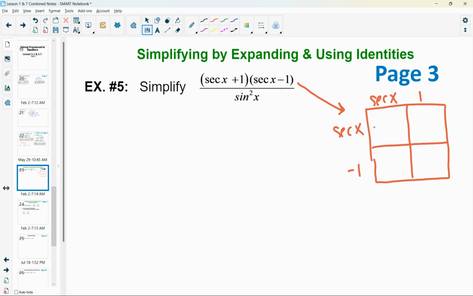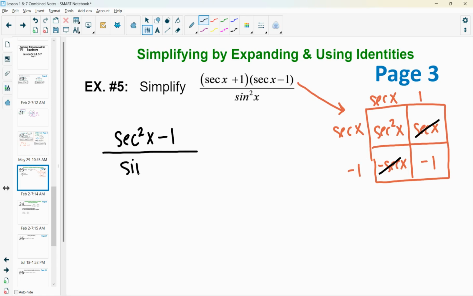So secant times secant is going to give us secant squared of x. Secant times 1 is going to give us secant x. Secant times -1 is going to give us negative secant x. And -1 times 1 is going to give us -1. And then we can see that a negative secant and a positive secant cancel. So our top is going to give us secant squared of x minus 1 when we multiply it out.